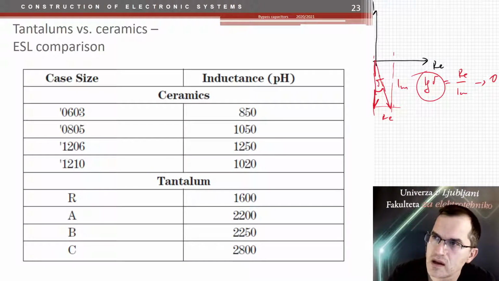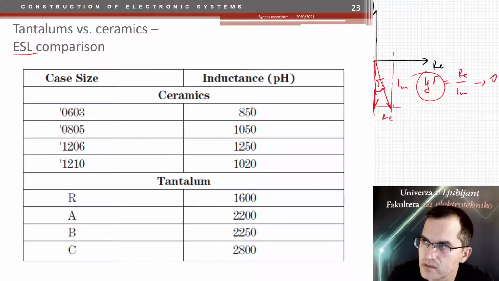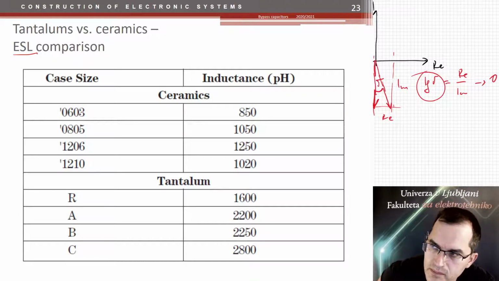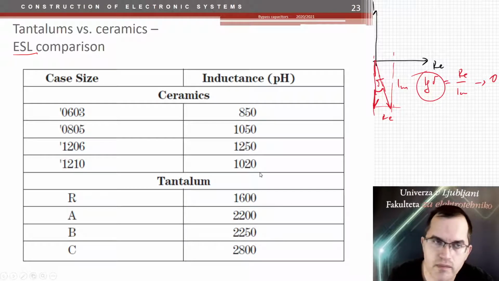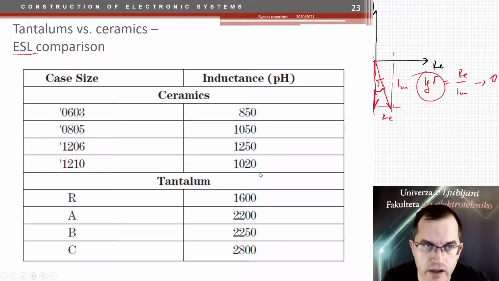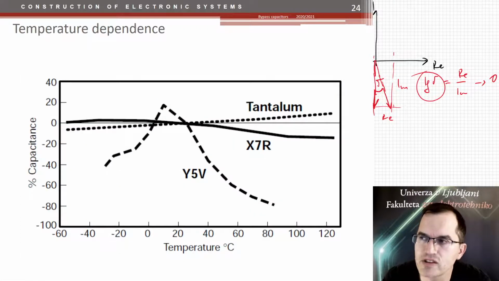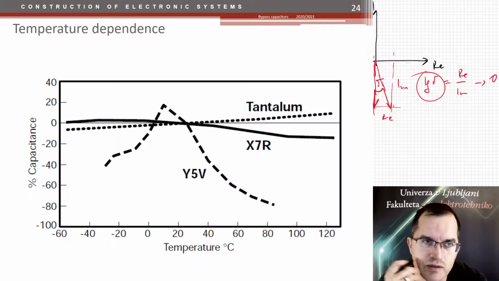Okay, so the comparison of equivalent series inductance. The ceramic capacitors taken from that graph, and tantalum capacitors have higher series inductance, as you see here. They also have higher case size, of course. And their temperature dependence actually is even positive, which means that they work better at higher temperatures.